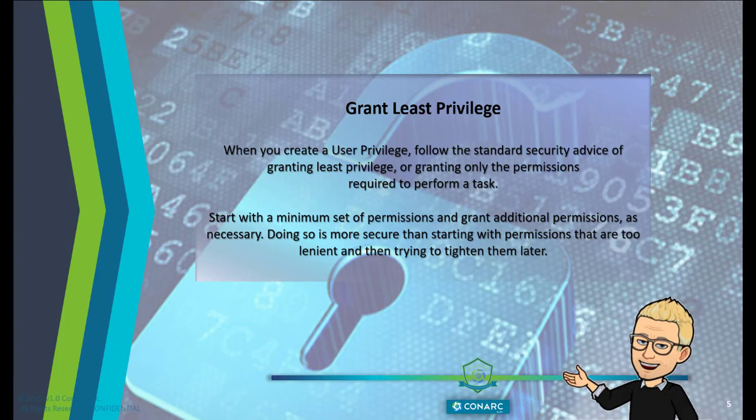Grant the least privileges first. When you create a user privilege, follow the standard security advice of granting least privileges, or granting only the permissions required to perform a task. Start with a minimum set of permissions and grant additional permissions as necessary. Doing so is more secure than starting with permissions that are too lenient and then trying to tighten them later.